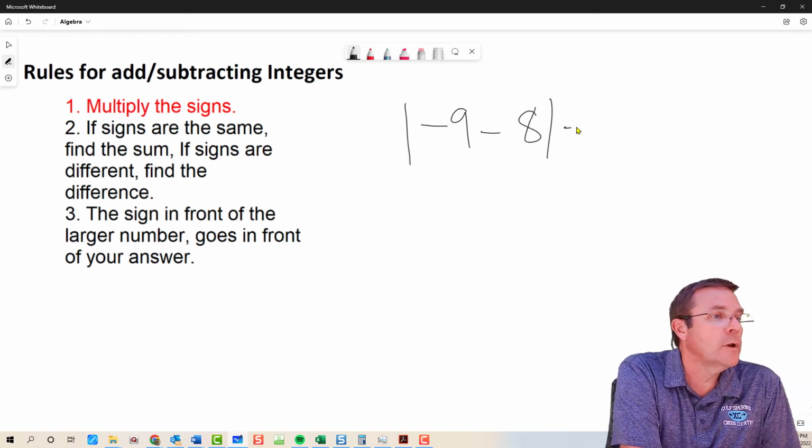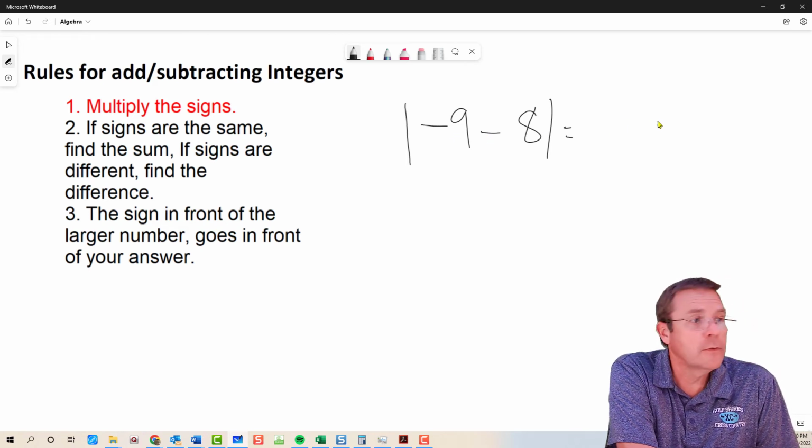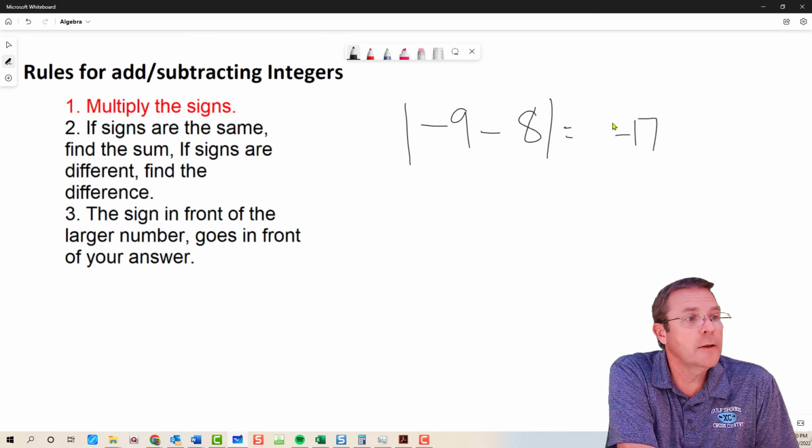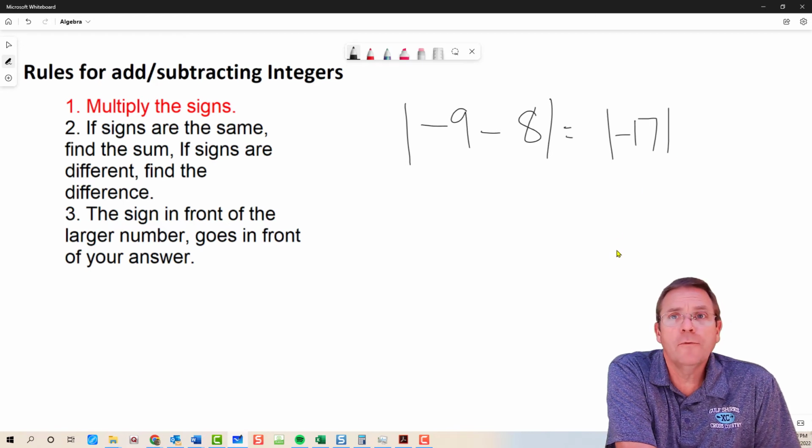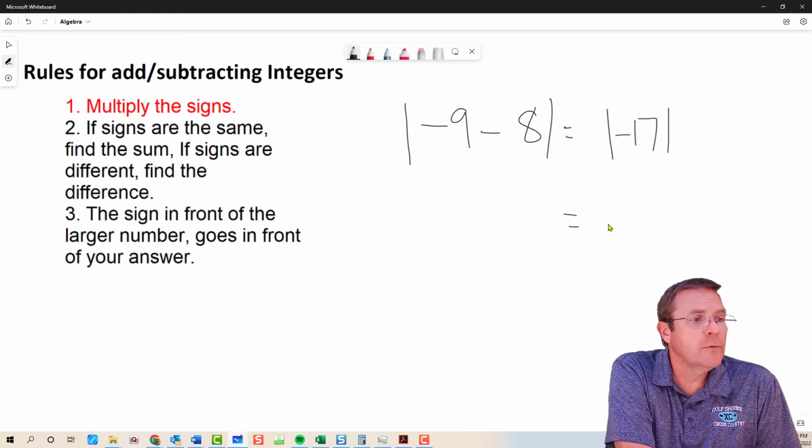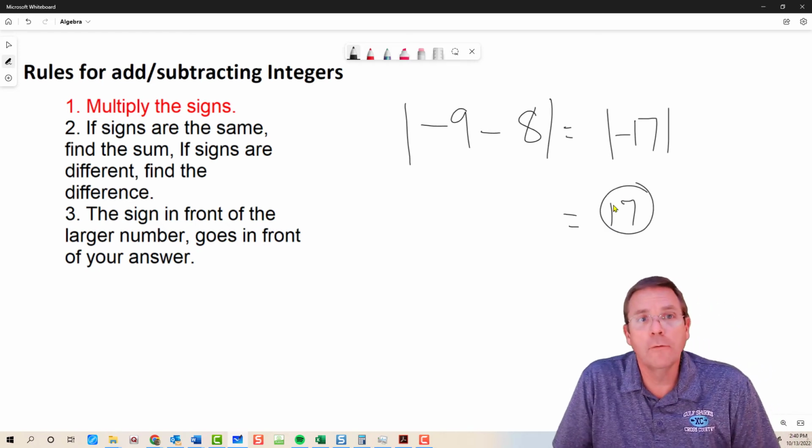So from here, we can say signs are the same, find the sum. The sum of 9 and 8 is, of course, going to be 17, with the sign from the larger number going in front of the answer. But they want the absolute value of that. And the absolute value of any number is going to be the positive version of that number.